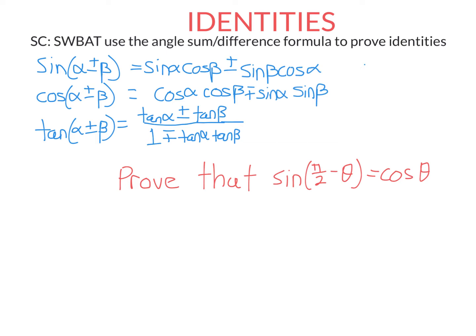So for cos, it's the opposite. Cos of alpha plus beta, you actually subtract the two terms. This negative goes with this plus. Same for tan. If it's tan of alpha plus beta, plus on top, minus on the bottom. And the opposite, if it's tan of alpha minus beta, minus on top and plus on the bottom. So make sure you learn these formula.